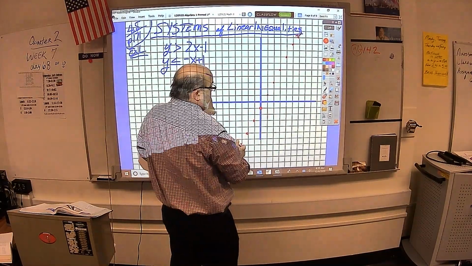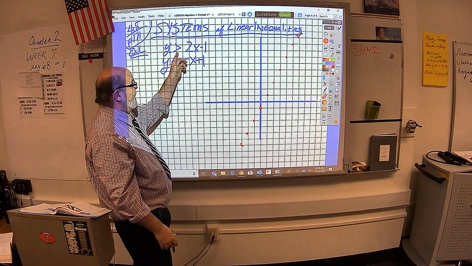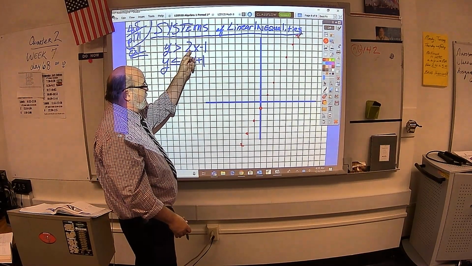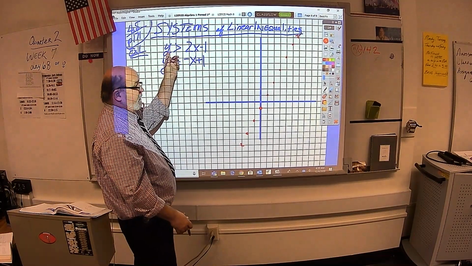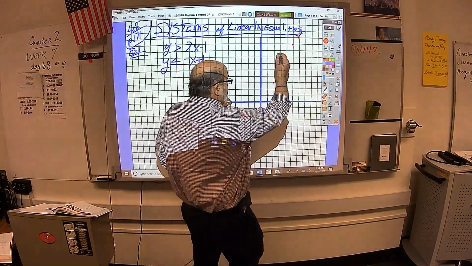So now I'm going to make my line, and I already know it's a broken line. This cannot be equal to 2x minus 1. Y cannot be equal to 2x minus 1. F of x cannot be equal to 2x minus 1. So I'm going to do this.